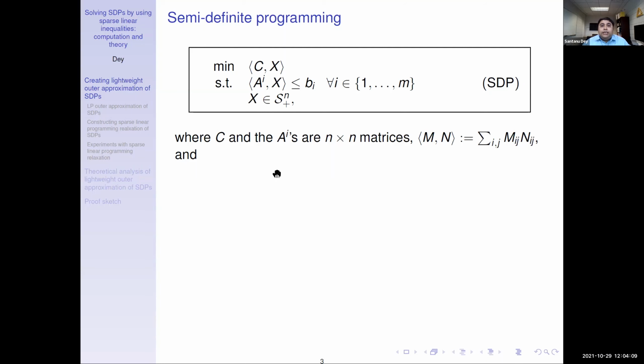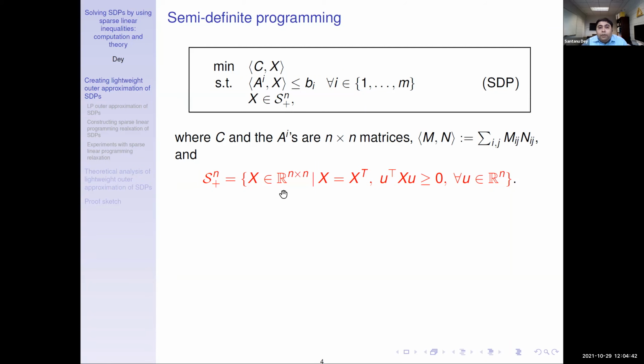The variables are matrices. The C and A_i here are data. b_i is data. This is the so-called trace inner product. All these matrices here are supposed to be symmetric, and so the trace inner product is nothing but term by term products of these matrices. If we did not have this X in S^n_+, this would just essentially be a linear program. But this additional condition says that this matrix here has to be a PSD matrix.